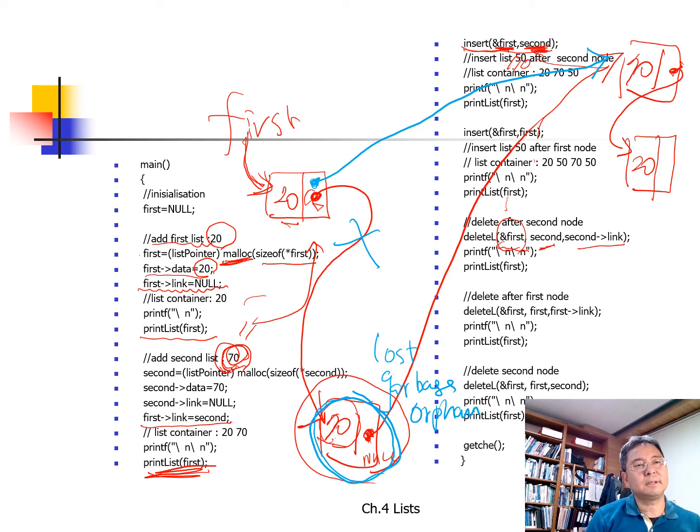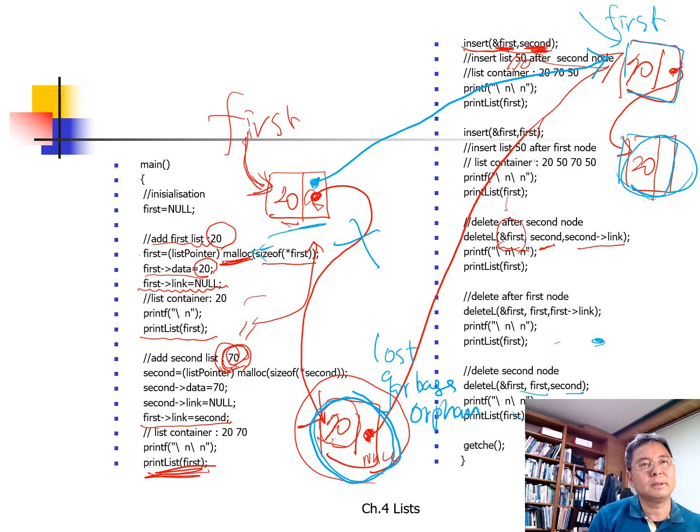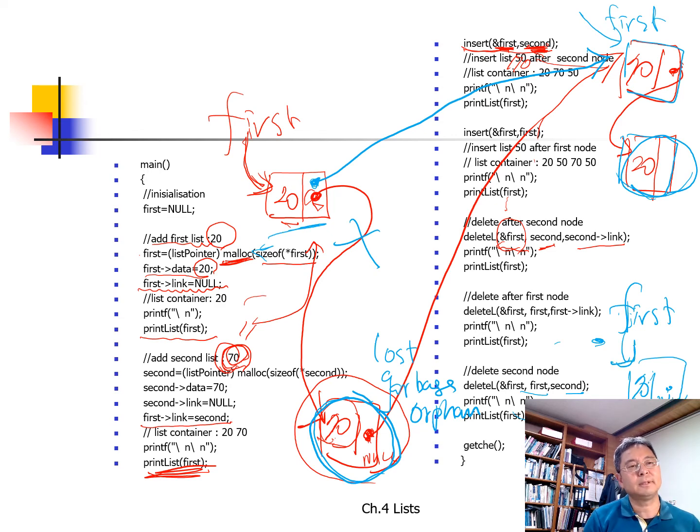Okay. And delete the first and the first link, so that means that 20 will be deleted. So first will point to this one directly. Okay, so we have only 70 and 20 here after this one. And delete the first and the second. Okay, so we can delete this one, the second one. So now we have only 70. This is the first. And this is null. We have only one node after these deletions.